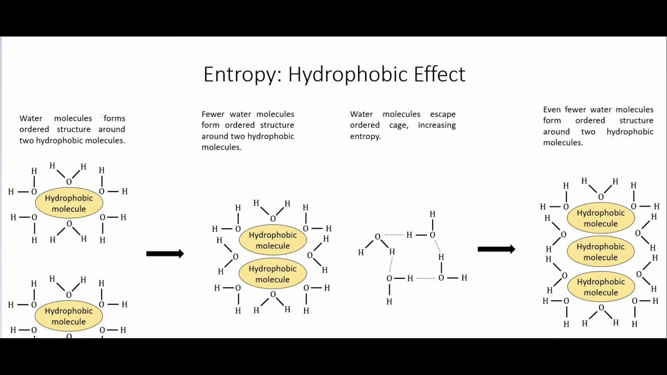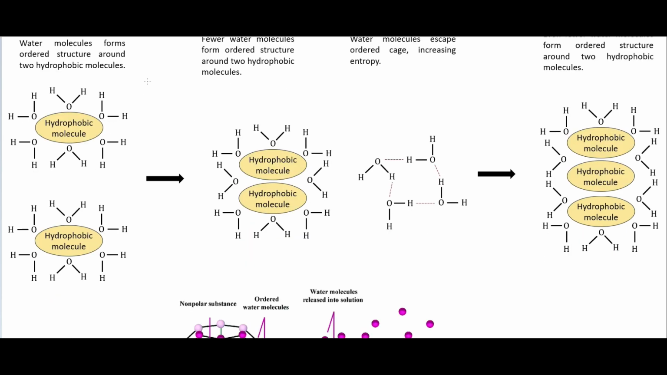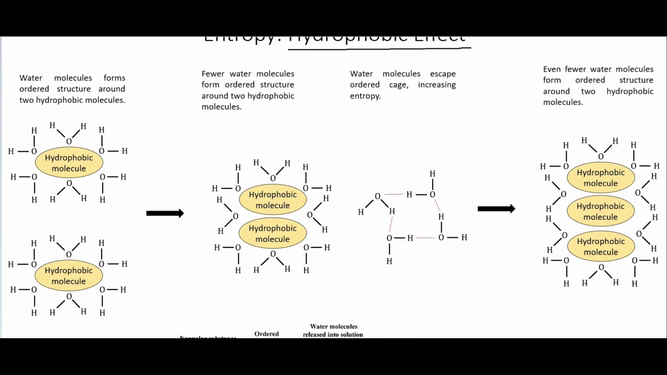So entropy is often going to be dictated by what's called the hydrophobic effect. And so this is something that you see when you try mixing vegetable oil and water, for instance. So say we have these hydrophobic molecules here. So we have two of them right here and they get surrounded by water. So the water molecules form an ordered structure around two hydrophobic molecules.